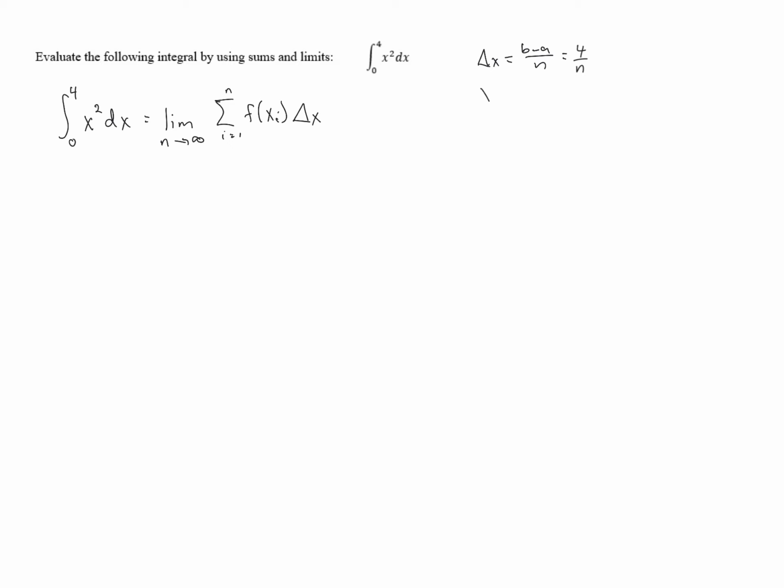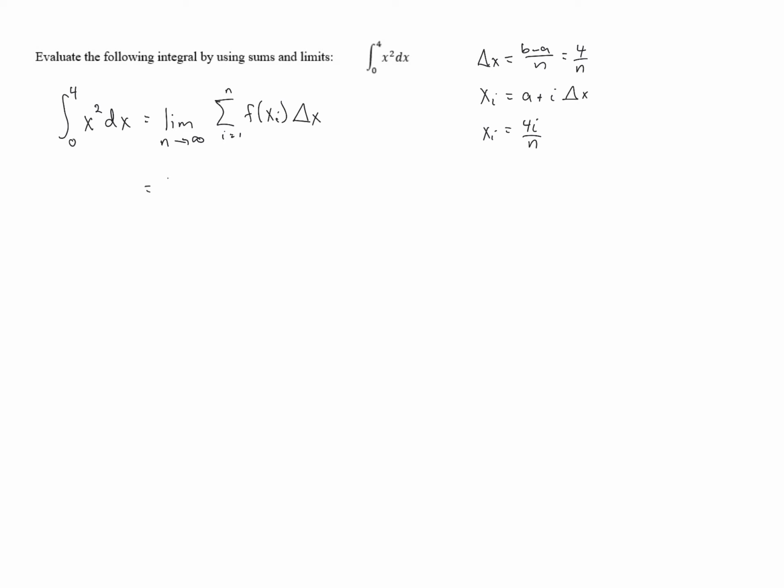And we know that x sub i is a plus i delta x. In this case, a, our lower limit, is 0. And so that's just going to be 4i over n, because delta x is 4 over n, and we're multiplying it by i. So that's going to be our x sub i. And we know that our function is the squaring function. So f of x sub i is going to be (4i over n) squared.